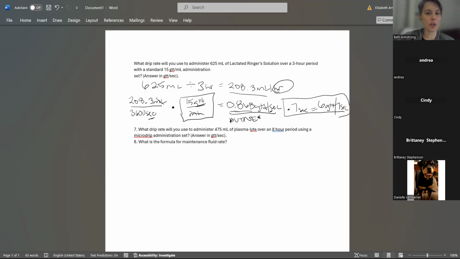All right, so let's try. I'm going to have you try this next one. We have a drip rate that we're going to use: 475 mLs of plasma-lyte over 8 hours using a micro drip set. So it tells you which one to use, but it doesn't tell you what that is. I'm going to give you a couple minutes. I want you to work on that and then we'll work on it together.